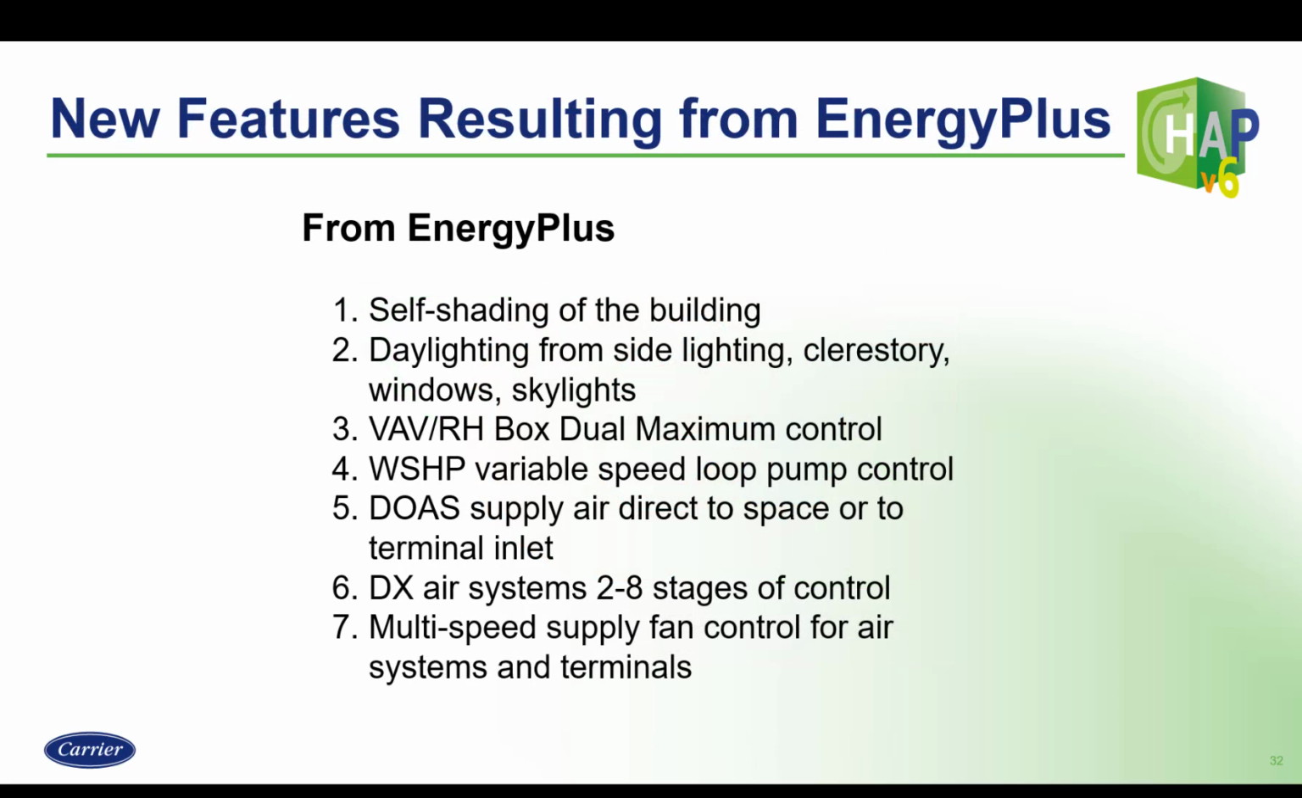Carrier has chosen certain EnergyPlus features to integrate with HAP version 6, such as self-shading of the building, daylighting, VAV reheat box dual maximum control, water source heat pump variable speed loop pump control, DOAS supply air direct to space or to the terminal inlet, DX air systems 2 to 8 stages of control, and multi-speed supply fan control for air systems and terminals. This list shows where integration with EnergyPlus made sense for HAP version 6.